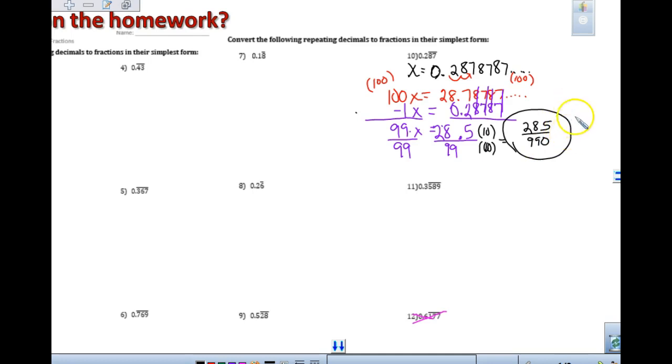So to do your check on your homework as you do these, you would take on your calculator 285 and you divide it by 990. And hopefully you got 0.0287878. Okay? Questions? All right.